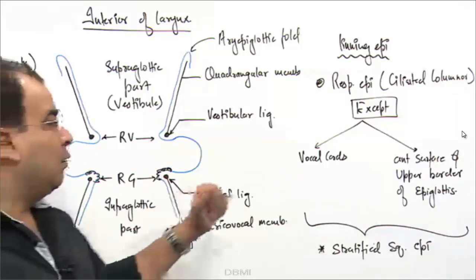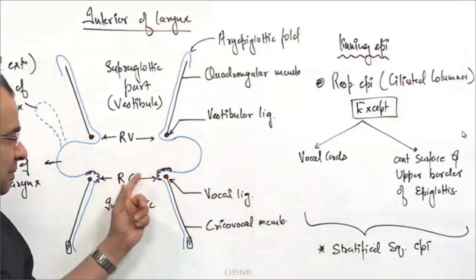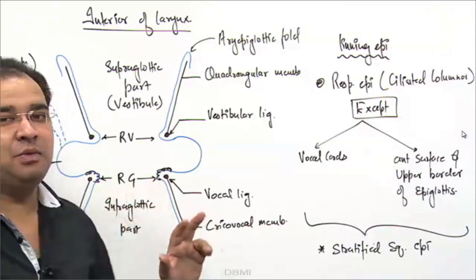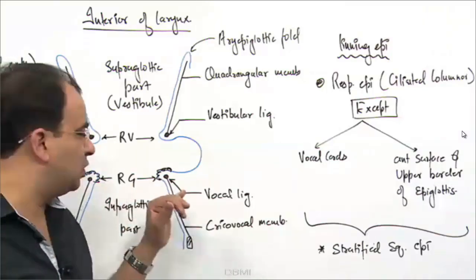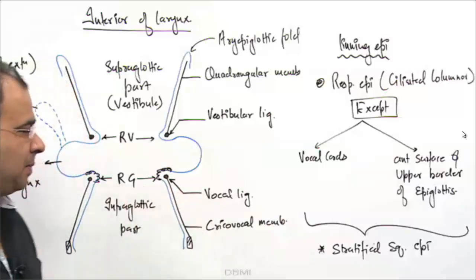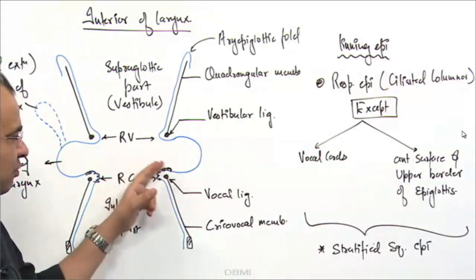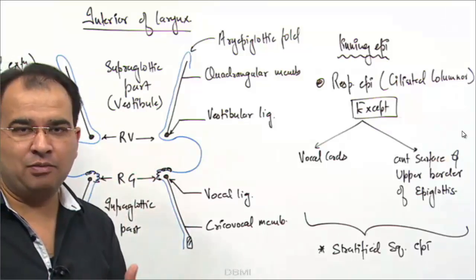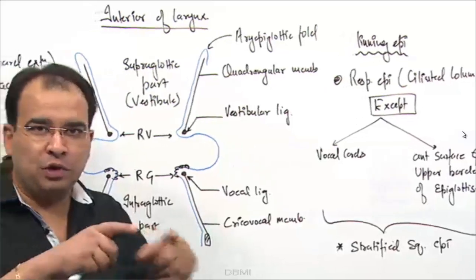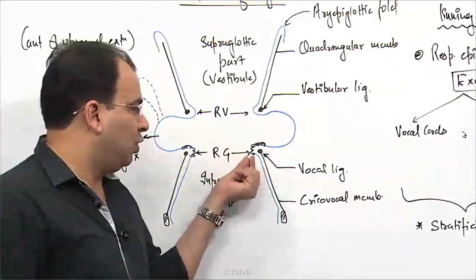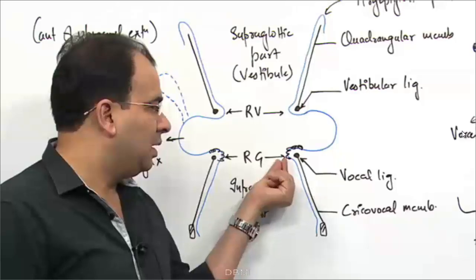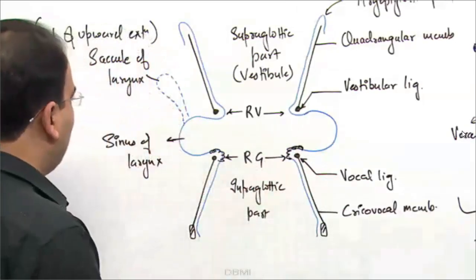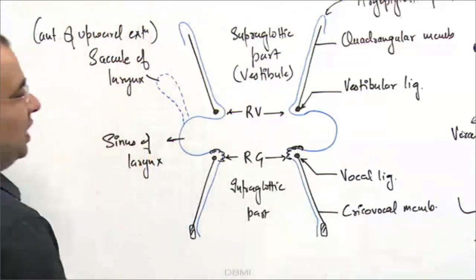Now, the vocal cords do have a stratified squamous epithelium because they are subjected to a lot of friction, but they do not have mucous glands. Vocal cords, please note, are devoid of mucous glands. But wherever we have more friction, we need more mucus for lubrication. So if there are no mucous glands in the region of the vocal cord, where will the mucus come from? The mucus will come from the saccule of the larynx.